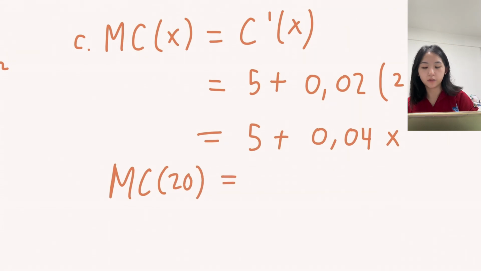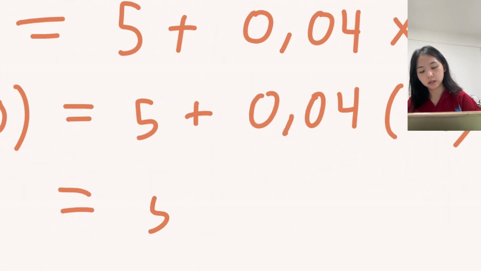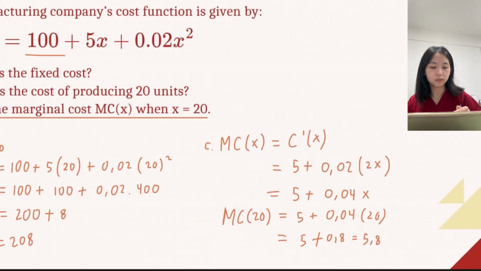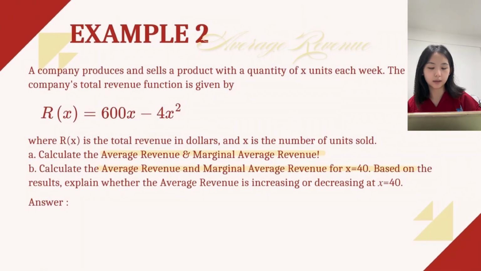And the question asks to find the marginal cost when x equals 20. So we need to substitute 20 here and here, and we just count it. 5 plus 0.04 times 20 equals 5 plus 0.4 times 2, which is 0.8, so it's 5.8. So the marginal cost, or MC of x when x is 20, is 5.8.